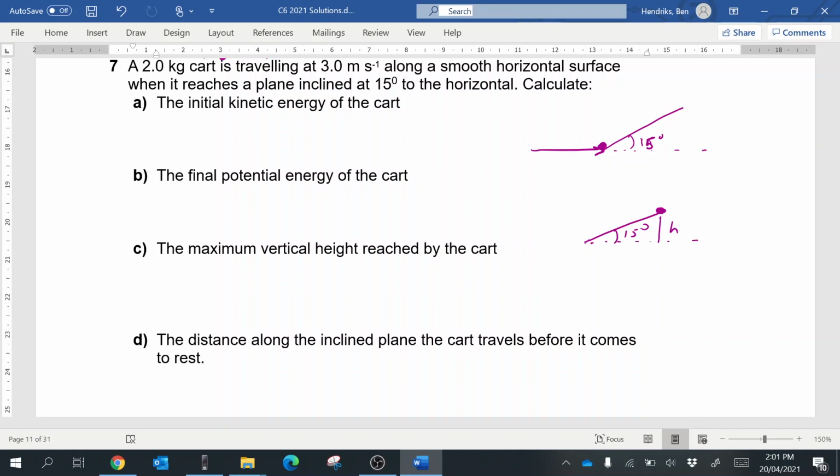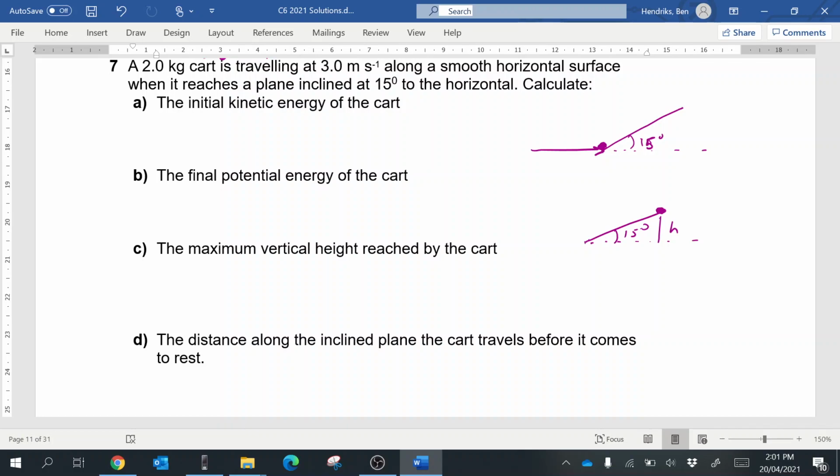So we're doing example 7 in this one from the conservation of energy examples. In this one we have a 2 kilogram cart travelling at 3 meters per second along a smooth horizontal surface when it reaches a plane inclined at 15 degrees to the horizontal. Calculate the initial kinetic energy of the cart, the final potential energy of the cart, the maximum vertical height reached by the cart, and the distance along the inclined plane the cart travels before it comes to rest.